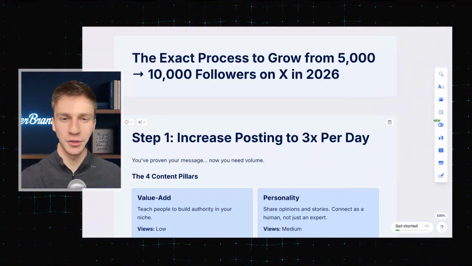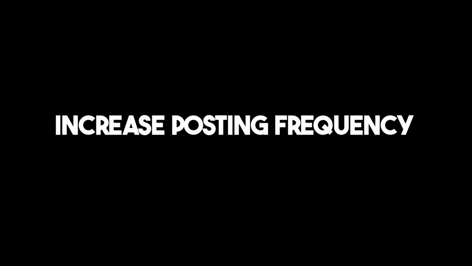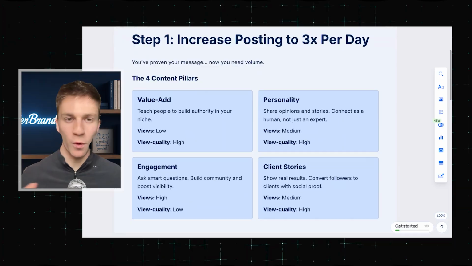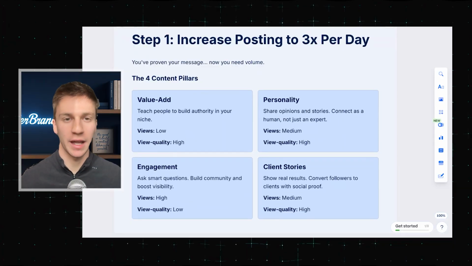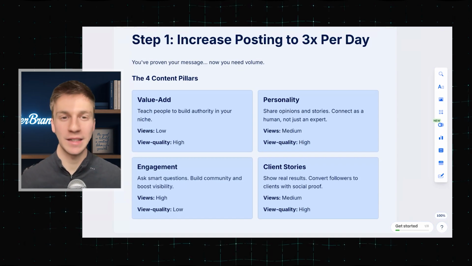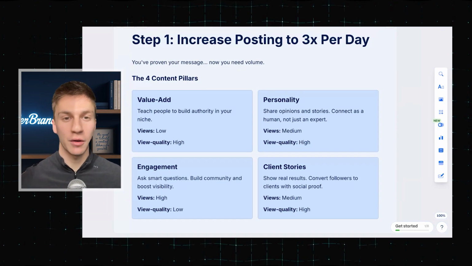Let's dive in. So step number one is to increase your posting to 3 times per day. From 0 to 1,000, we're posting once per day. From 1 to 5, we're posting twice. And from 5 to 10, we're posting 3 times per day. And I have an entire video on the 4 content pillars here that you can watch, but I'll touch on them briefly here.